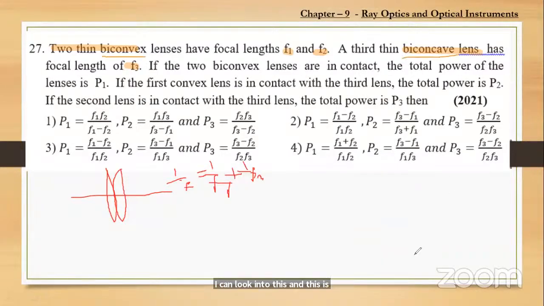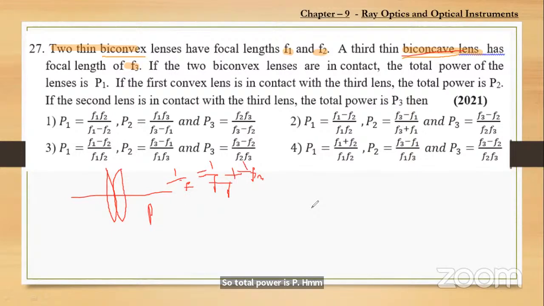If the difference is not known, you are definitely going to be wrong. This is convex, this is concave; this is a positive lens, this is a negative lens. So how will the combination be made here, they are asking. The third lens is a concave lens with focal length f3. When the two biconvex lenses are in contact, the total power of them is P.